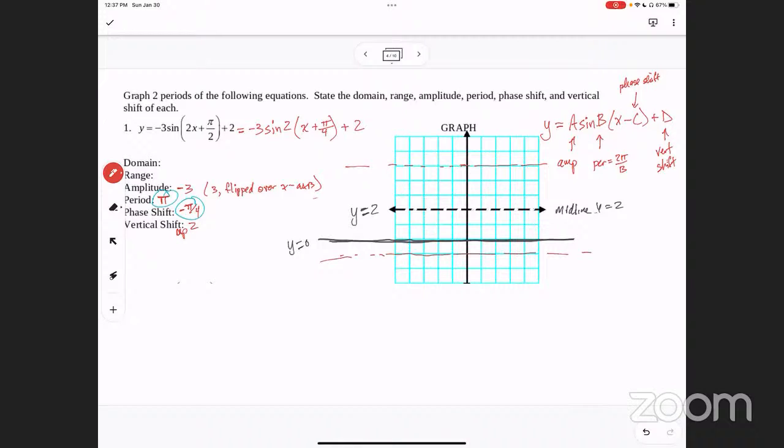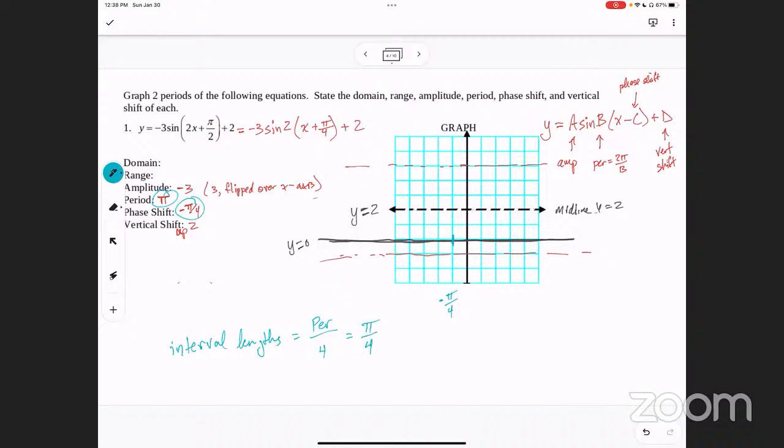And now my phase shift is going to be left pi over 4. So let's call this pi over 4. Do this in blue. So here's pi over 4. Negative pi over 4, I should say. There's negative pi over 4. So here's the trick. If you want to know the interval lengths, look down at the bottom. The interval lengths are going to equal whatever your period is divided by 4. So my period is pi, divided by 4.